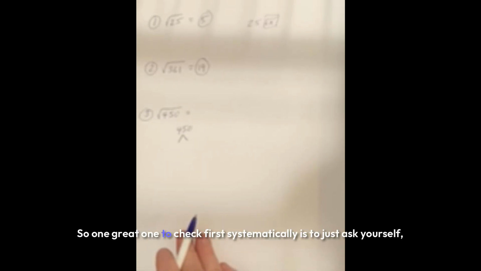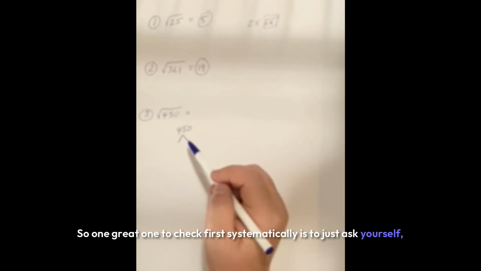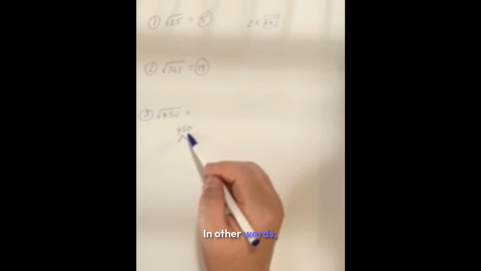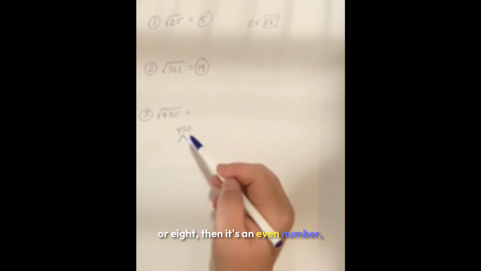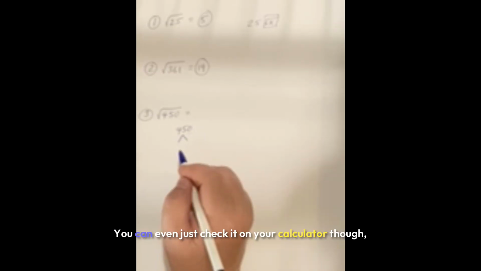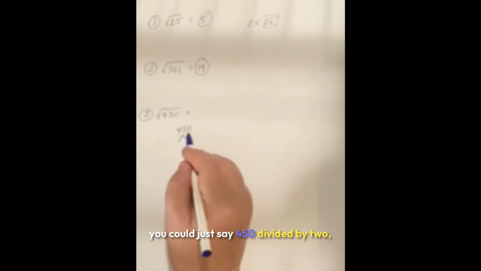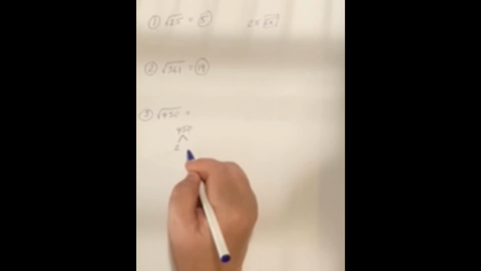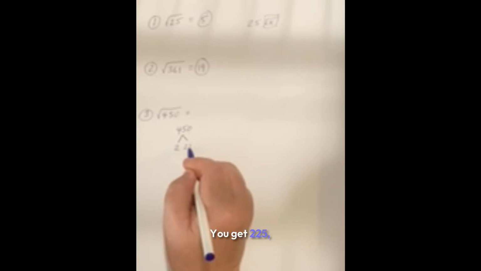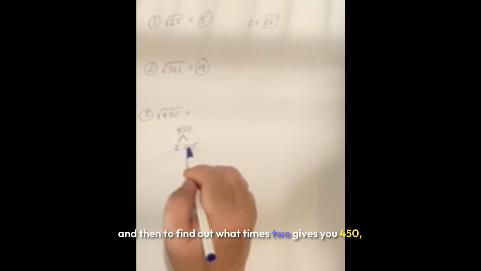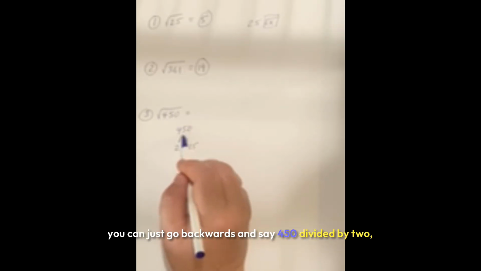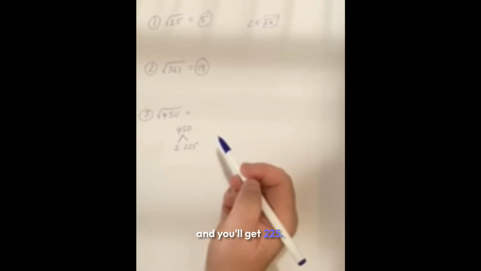One great one to check first systematically is to ask yourself, does 2 go into it? In other words, is it an even number? If the last digit is a 0, 2, 4, 6, or 8, then it's an even number, so 2 will go into it. You can even check it on your calculator. You could say 450 divided by 2 and see if you get a whole number. And you do. You get 225, which will be the other factor. So 2 went into it because it's even. And to find out what times 2 gives you 450, you can just go backwards and say 450 divided by 2, and you'll get 225.